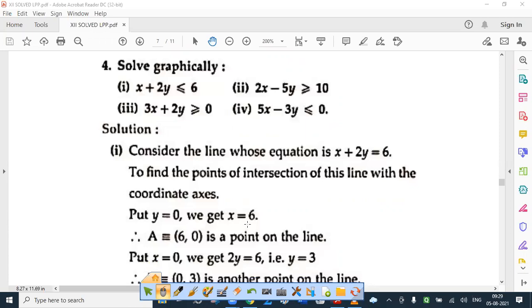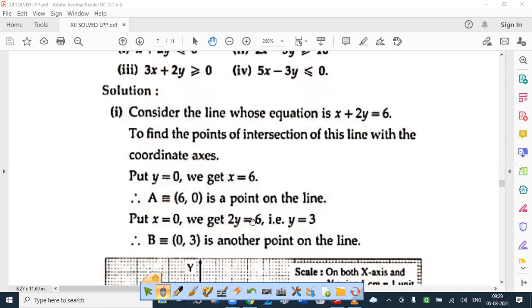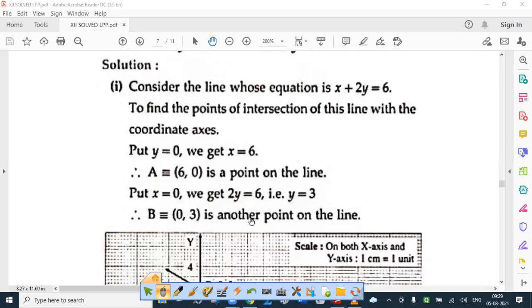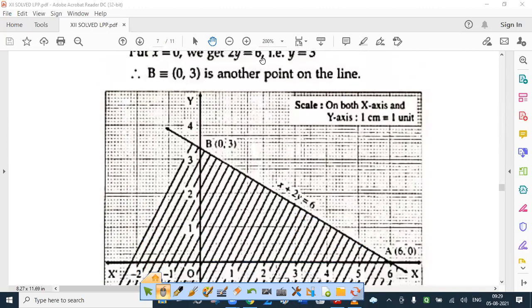So put y = 0, we get x = 6. So A(6, 0) is a point on the line. You may name this point C, D, etc., but usually for the first line we use AB, second CD, third EF, and so on. Now when x is 0, we get y = 3. So B(0, 3) is another point on the line. This is how the graph is to be drawn.